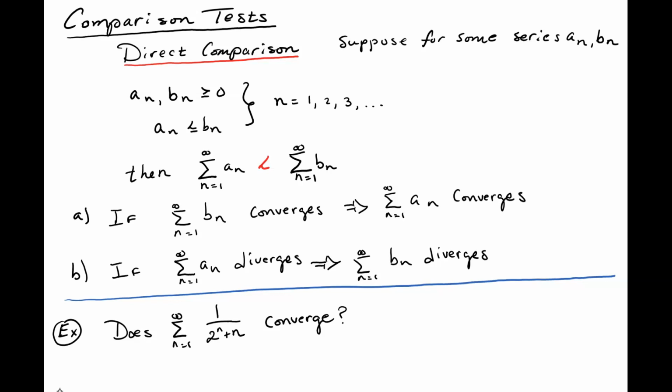And so this very first test is actually one of the easiest, direct comparison, and it requires you know a little bit about the series that you're working with. So let's take a look at what it says. It says we've got two series, a sub n and b sub n, and they're both positive, greater than 0. And we're going to state the fact that a sub n is less than or equal to b sub n, for all n equal to 1, 2, 3, and so forth.